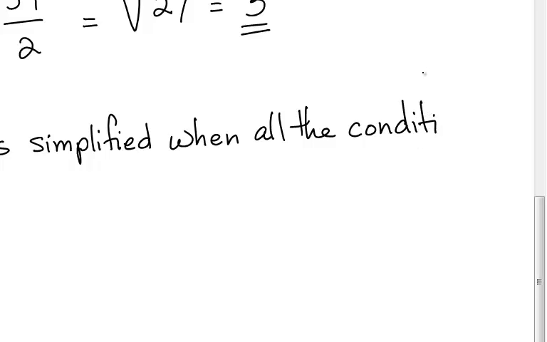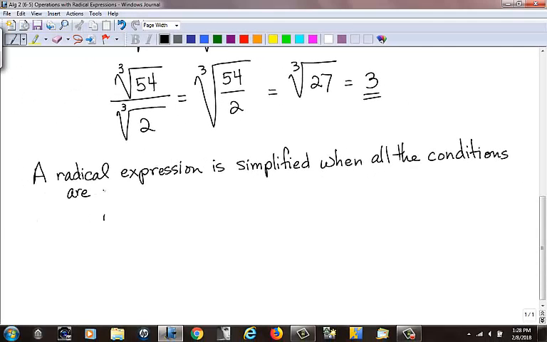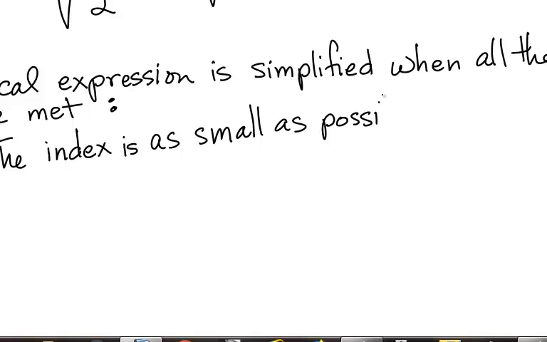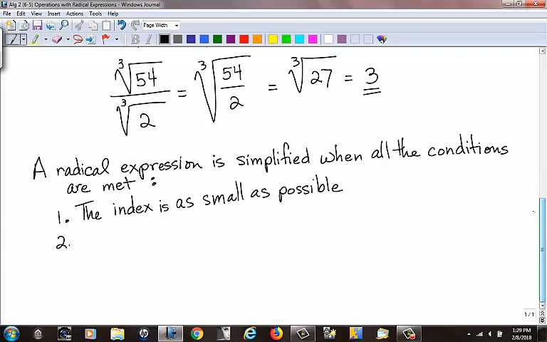A radical expression is simplified when all the conditions are met. And there are 4 of them. First one, the index is as small as possible. And really, at this point, we haven't done anything to simplify indexes yet, so I don't think you're going to have any problems with that one.